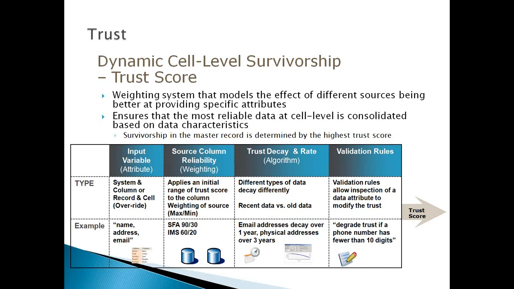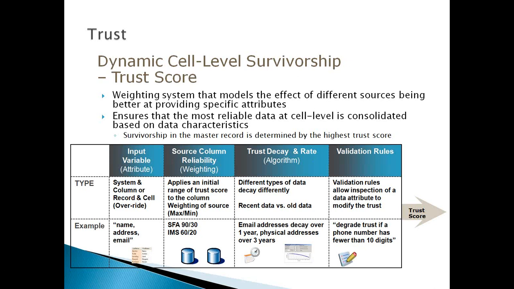So trust is basically applied only in two scenarios. The first scenario is when we merge two or more records, or when we send an update for any particular record. So these are the two scenarios when trust and validation rules are applied.